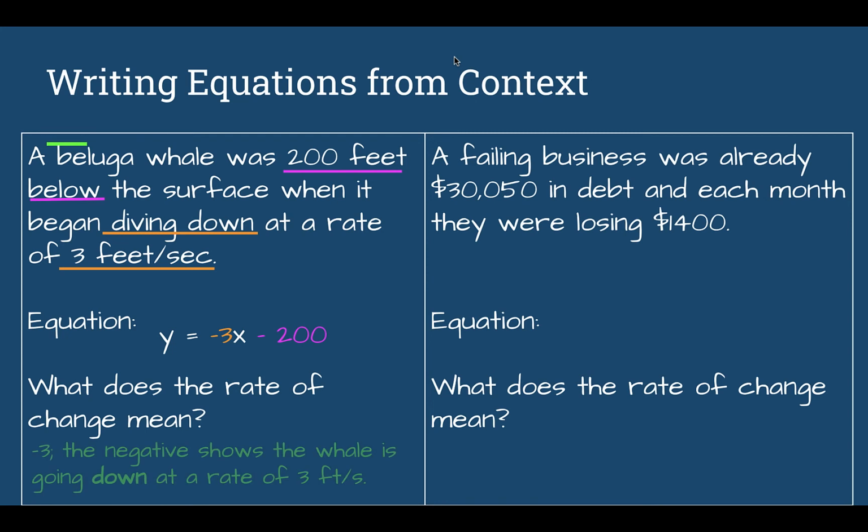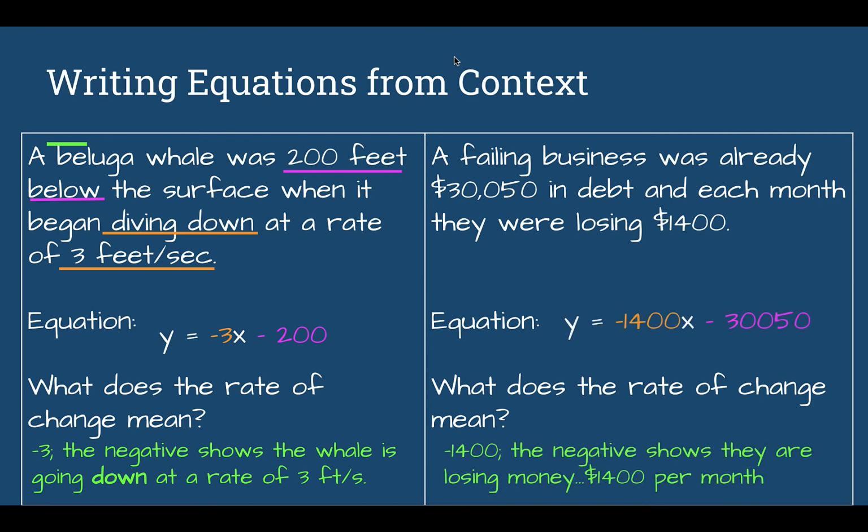And then what does the rate of change mean? Well, that is our negative 3. That's showing the whale is going down at a rate of 3 feet per second. Pause the video one last time and try your problem. Come up with the equation, and then what does the rate of change mean in your context? Check your answers.